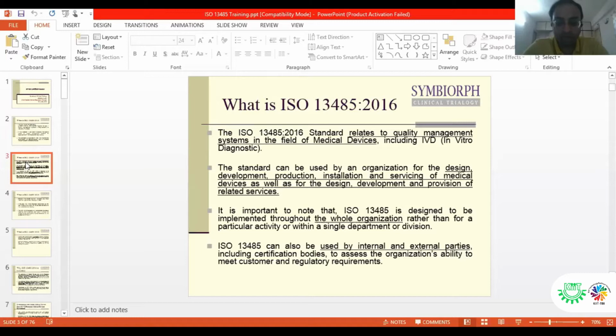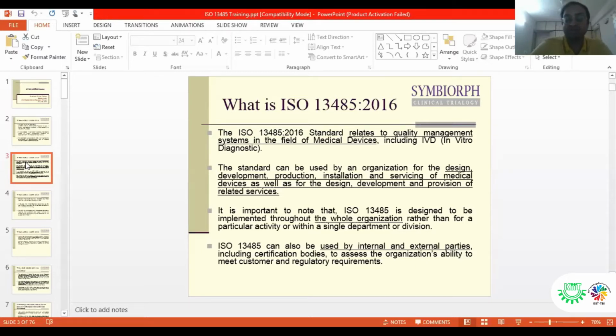It is very important to note that ISO 13485 is designed to be implemented throughout the whole organization. It means that if you have 10 departments, like the HR department, quality assurance department, QC department, production department, and the top management department, 13485 is implemented in the whole organization, and it is not specific to only one department. You cannot choose to implement 13485 and get a certificate in only one department.